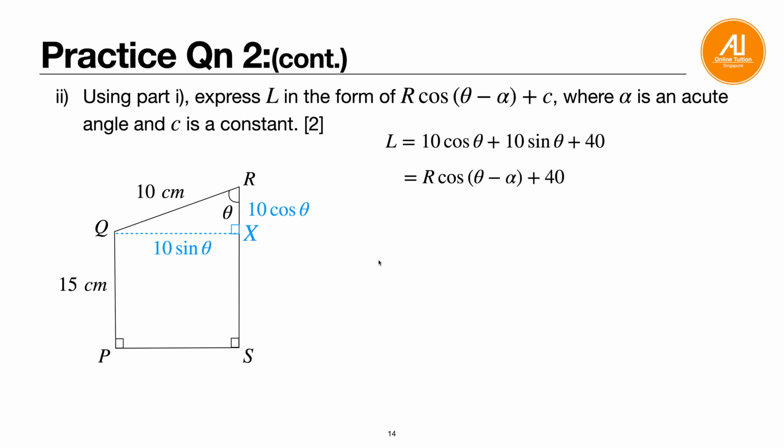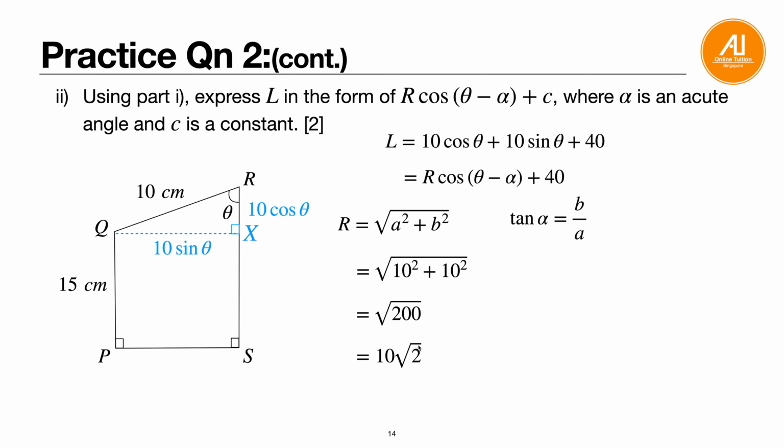Find out R first, your formula. Always good practice to write down the formula. R is equals to square root of a square plus b square. Your a will be 10, your b will be 10 as well. So just sub it in, get square root 200, and then 10 over square root 2. Next one, tangent alpha equals to what? B over a. So your b will be 10, your a will be 10 as well. So alpha equals to tangent inverse 1, which is 45 degrees.